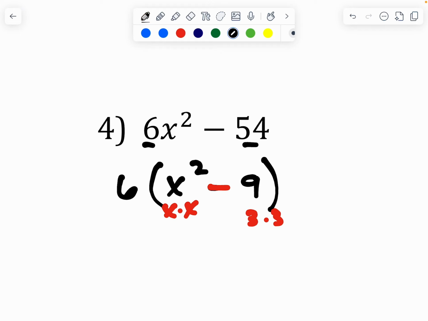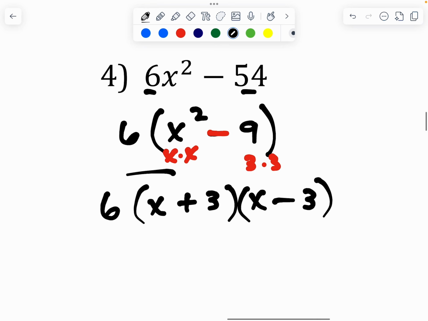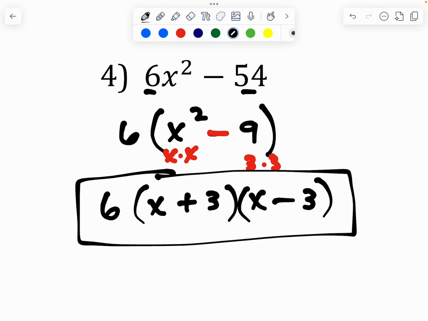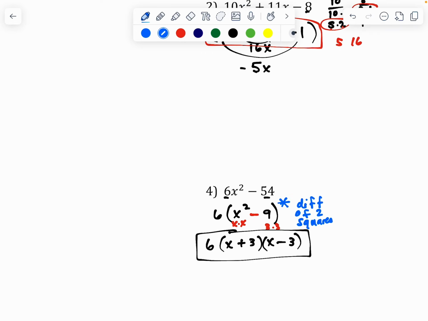So that means I can factor this thing again. So I'm going to keep my 6, and I'm going to factor into 2 factors, one positive, one negative. My x is going to go here in my 3, my x and my 3. And that is my final answer. Okay? This right here is really, really important to remember, the difference of two squares. Because we are going to need it for what we're doing today when we're factoring 4-term polynomials.